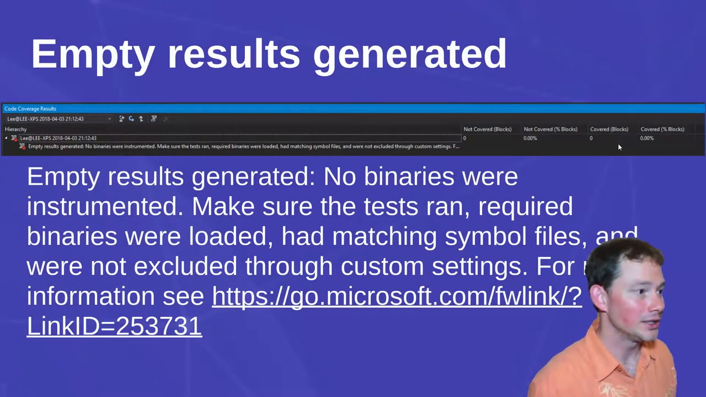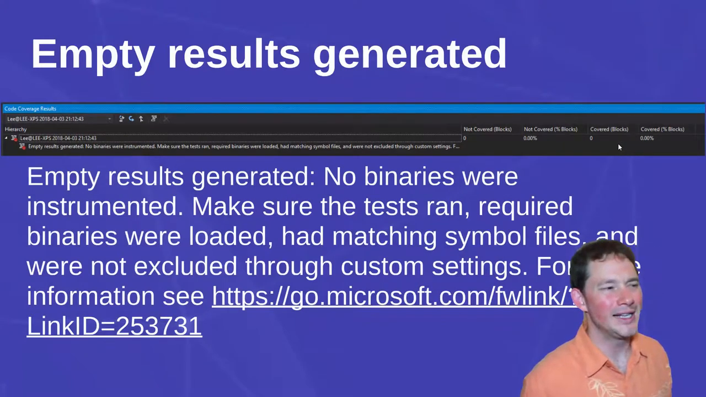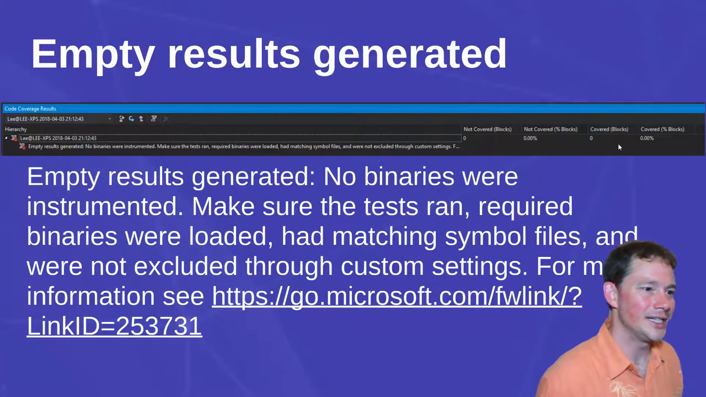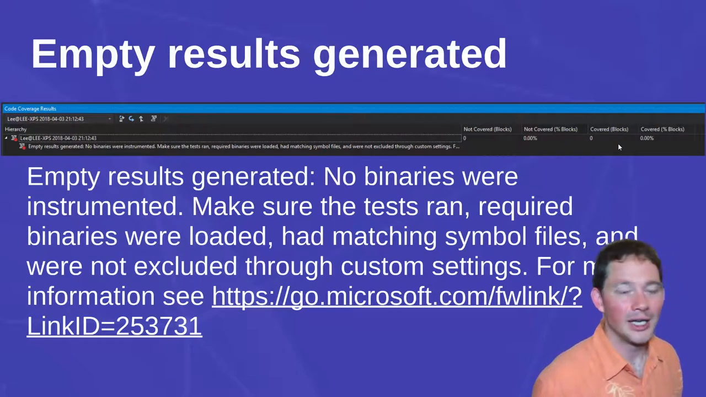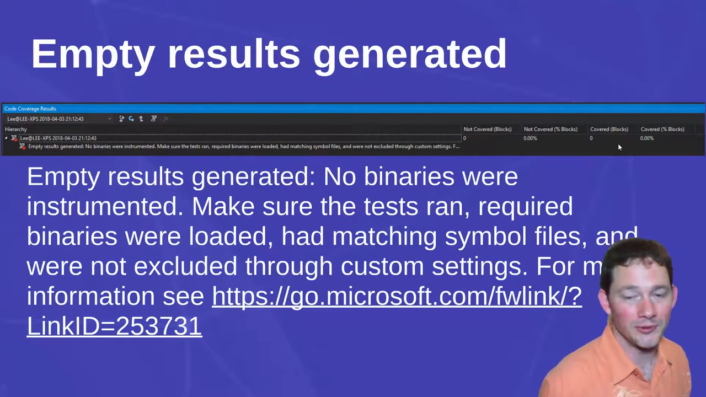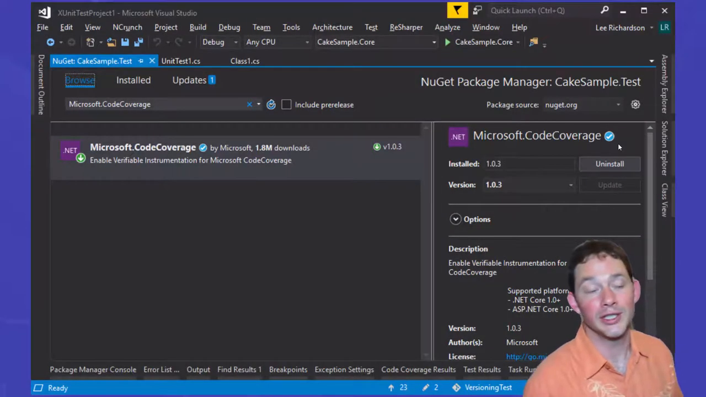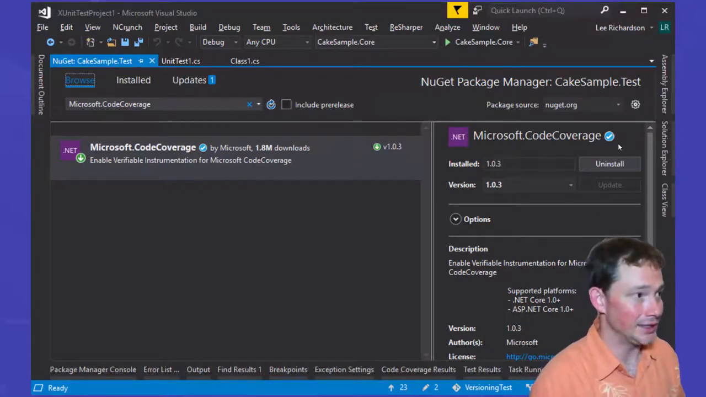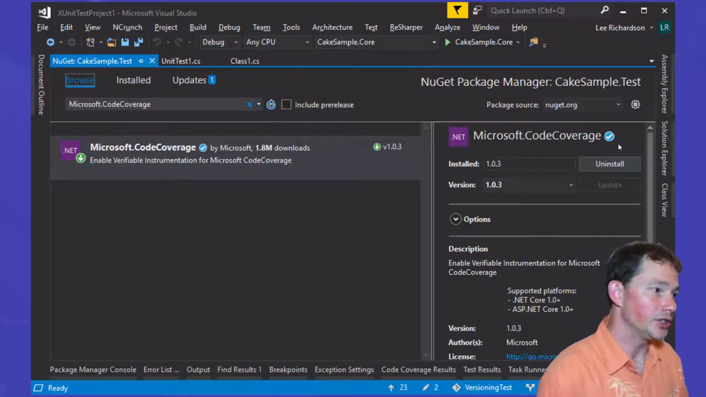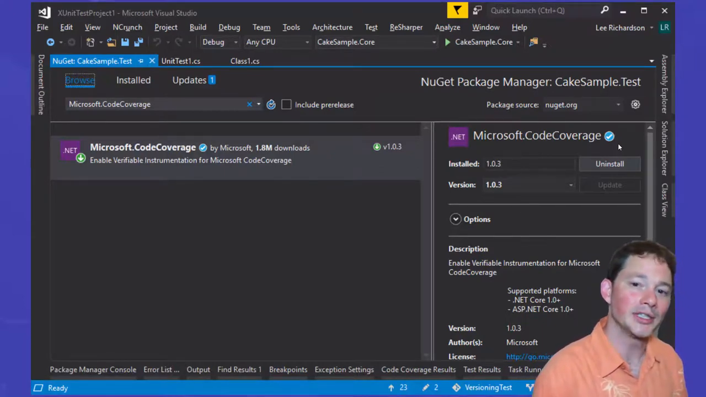when you open them up, empty results generated. No binaries were instrumented. If you've tried to get code coverage before from the command line, this will be a common error. So the solution in the .NET Core world, incidentally, and I'm going to have a blog post on this in more detail, is you need to include the Microsoft.CodeCoverage NuGet package in your unit test project.